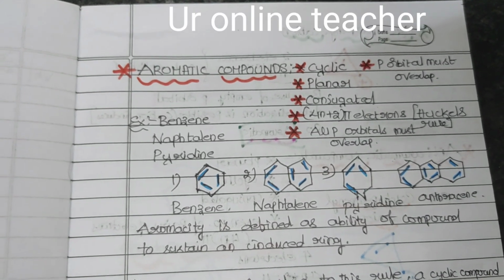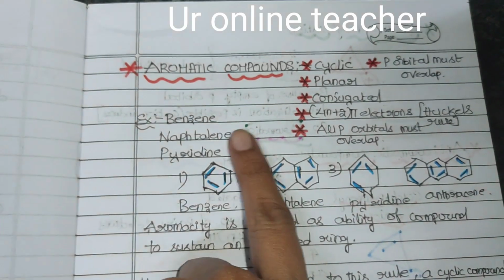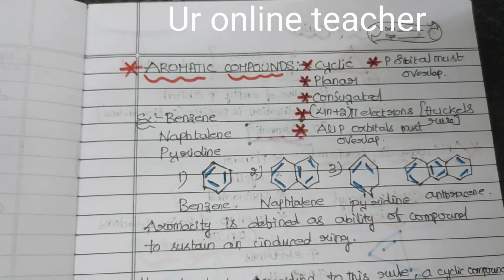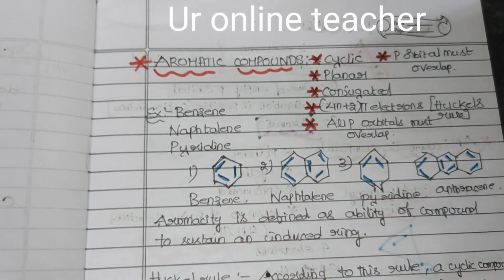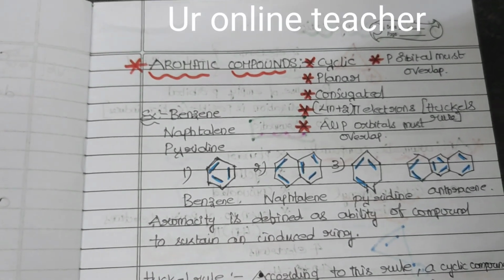Hi students, today I am going to explain what are aromatic compounds. So aromatic compounds are the compounds which have a characteristic aroma, means a sweet smell. So what are its characteristics?